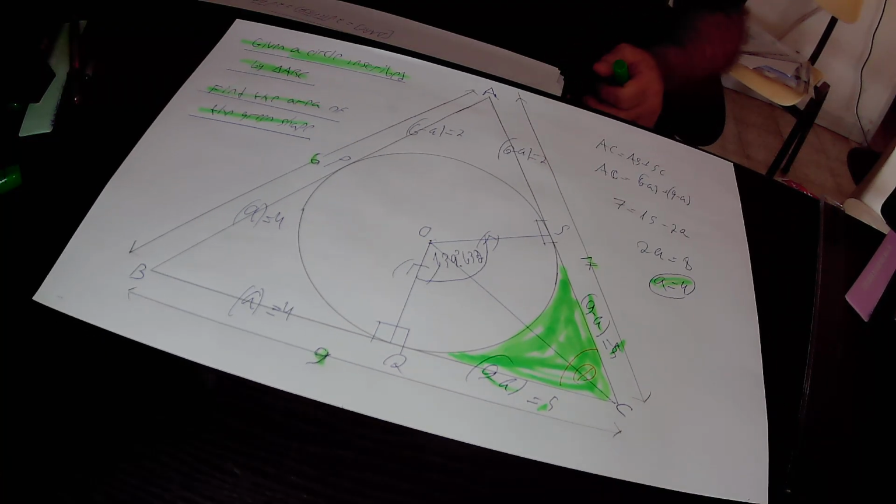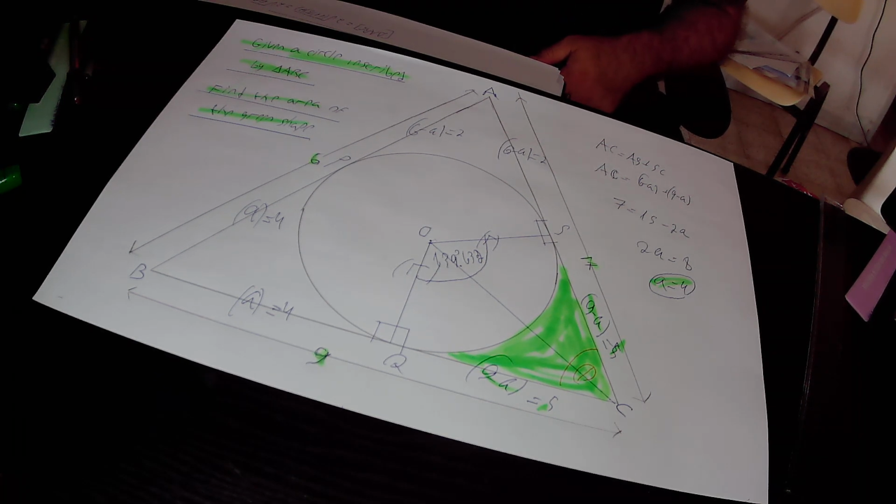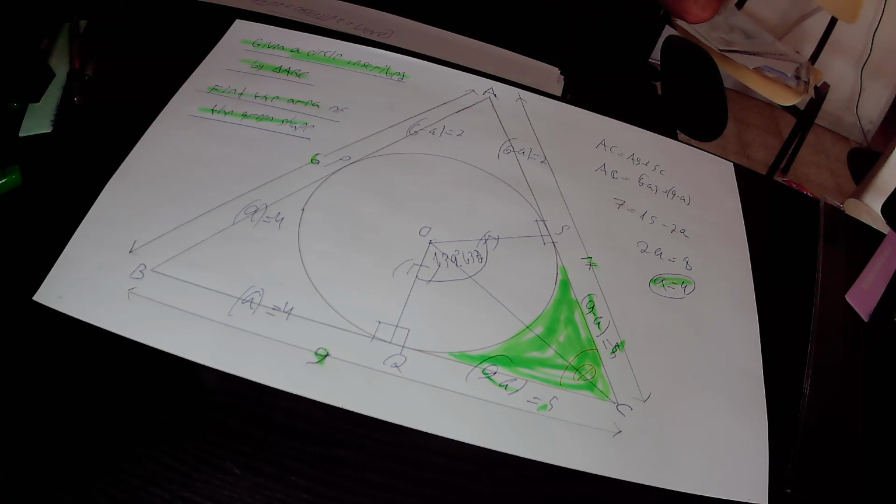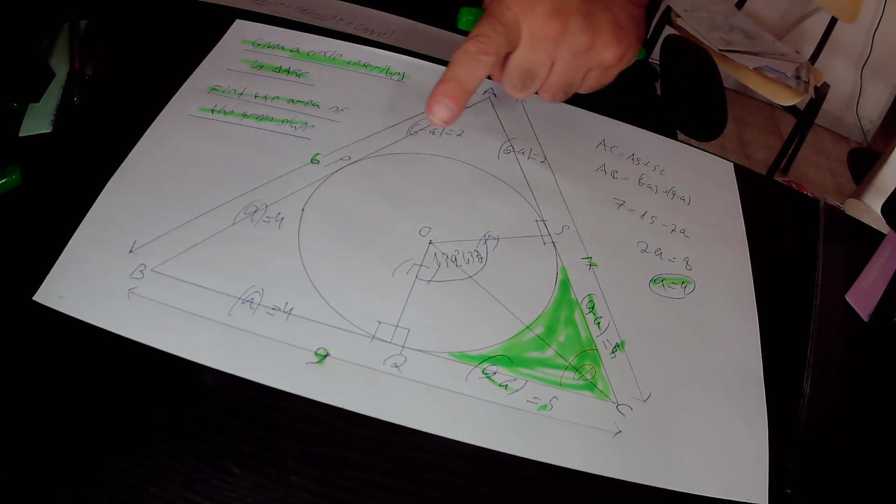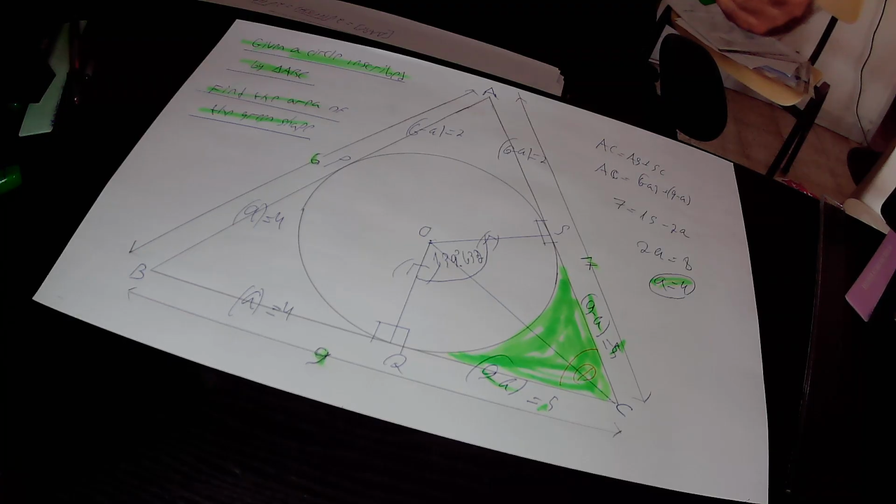In the next step, we found out the semi-perimeter of the triangle ABC. The semi-perimeter is the perimeter over 2, and the perimeter is the sum of the lengths of the three sides of triangle ABC. That is to say, it is equal to 6 plus 7 plus 9. And if we want to find the semi-perimeter, we have to divide it by 2.